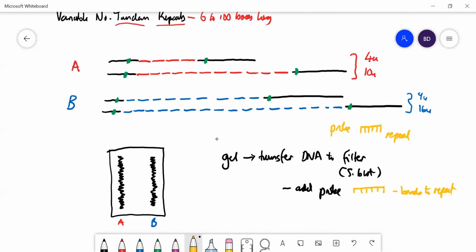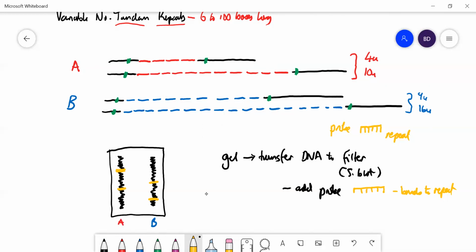Okay, so we did person A and person B. Right, person A, you're going to get one fragment, which is going to be 4 units, which is going to move up quite a long way because it's small, moves fast, and you're going to get a bigger one at 10 there. Person B, you're going to get one at 9 units. That's going to be a bit further than the 10. You get a band there, and then you're going to get the 16, which doesn't move so far. So you've got a different pattern of bands on individual A and individual B. And also, interestingly, you get 2 bands for each person because we are diploid.